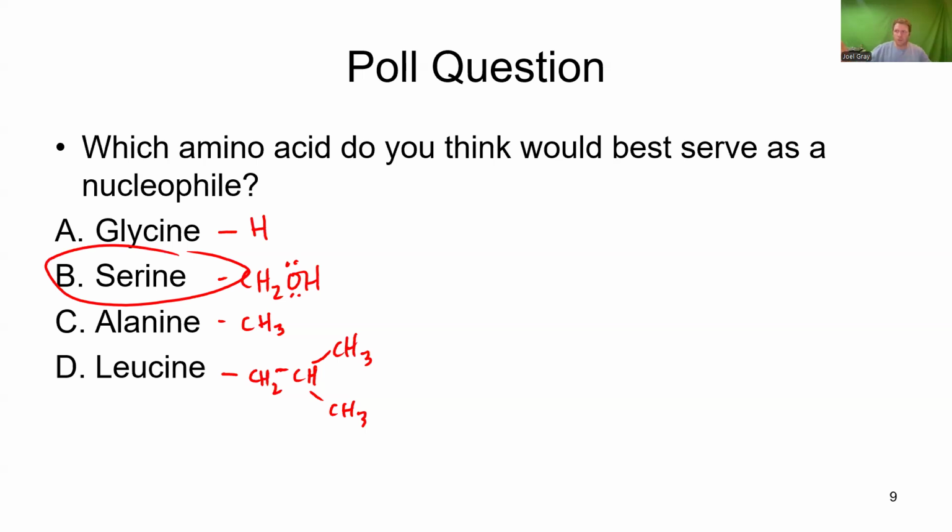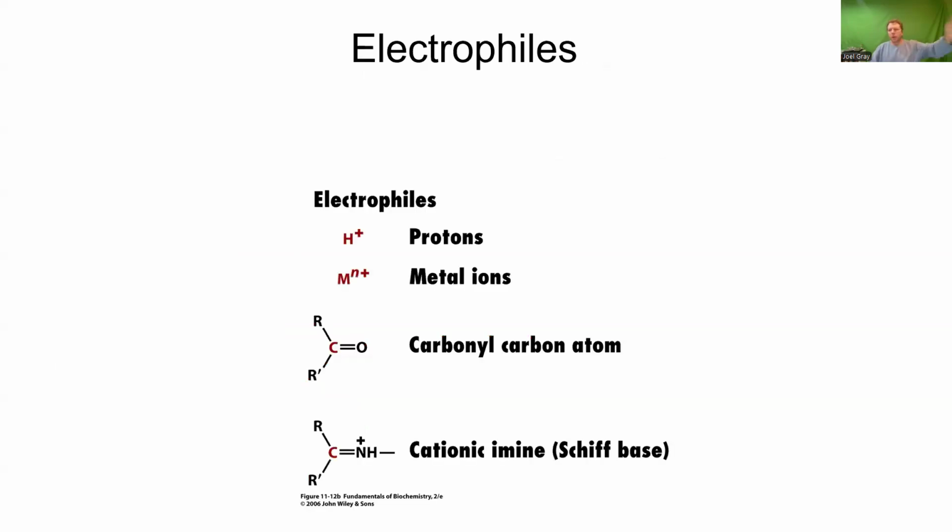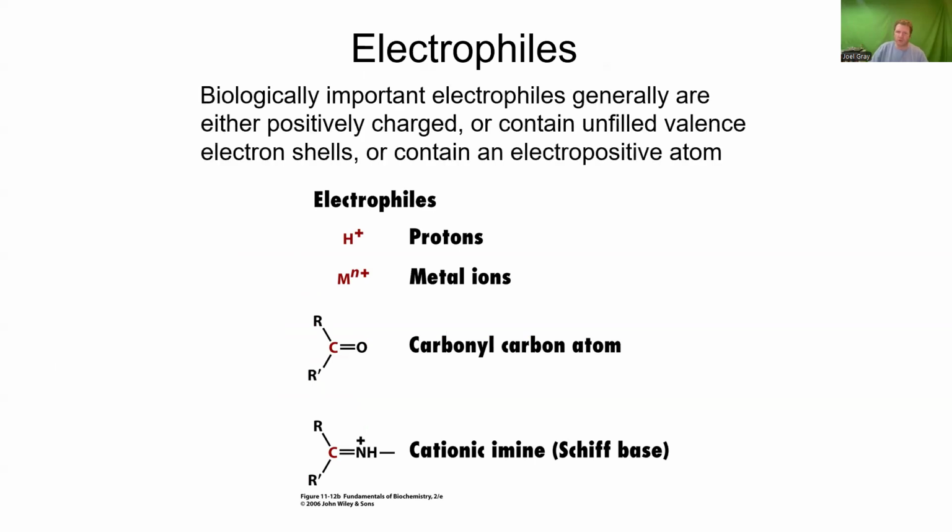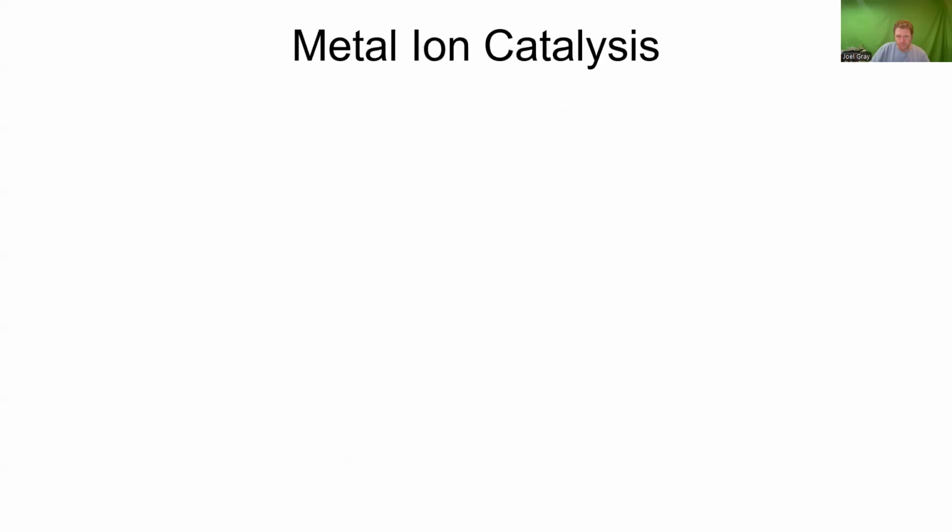So it can act as an acid to the adjacent residue simultaneously, or it can act as a strong nucleophile. Okay, so now we're going to jump ahead. And then electrophiles, where are you going to find your electrophile? Your electrophile is going to be found on your substrate. Now, biologically important electrophiles generally are either positively charged or contain unfilled valence electron shells or contain an electropositive atom.